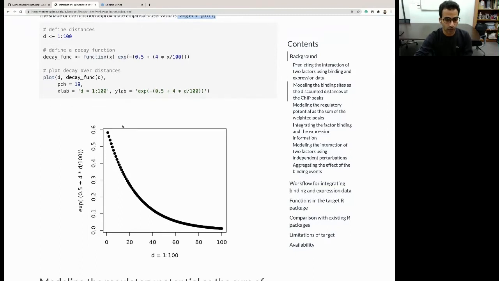So visually, it would look something like that. If we put distances on the x-axis and put the score that we calculate on the y-axis, we will see that if the transcription factor binds very close to a transcription start site, it would have a higher score. And then as we go away from the transcription start site, we will start discounting these peaks.